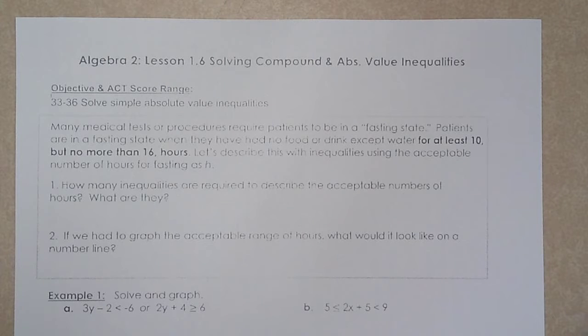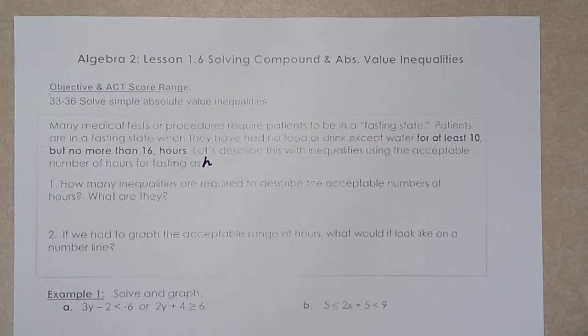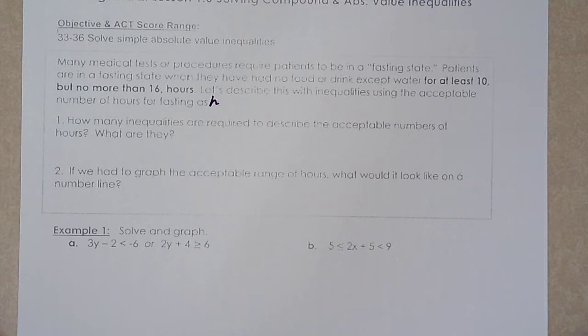Many medical tests or procedures require patients to be in a fasting state. Patients are in the fasting state when they have had no food or drink except water for at least 10, but no more than 16 hours. So let's describe this with inequalities using the acceptable number of hours for fasting as h. I know this is a little hard to read, that's why I'm reading it to you, but there you can see is h. So how many inequalities are required to describe the acceptable number of hours, and then what are they?